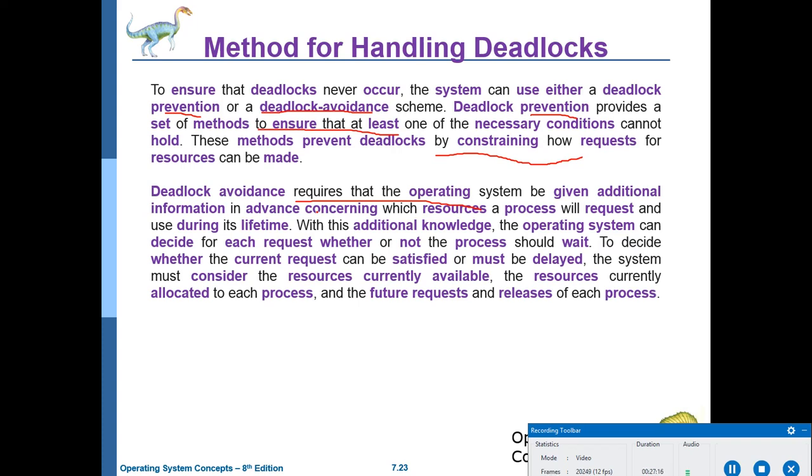With this additional knowledge, the operating system can decide for each request whether or not the process should wait. To decide whether the current request can be satisfied or delayed, the system must consider the resources available at a particular time, the resources currently allocated to each process, and the future requests. So by knowing the resource requirement of each process in advance, the operating system can carefully allocate the resources to the processes and hence deadlock can be avoided.